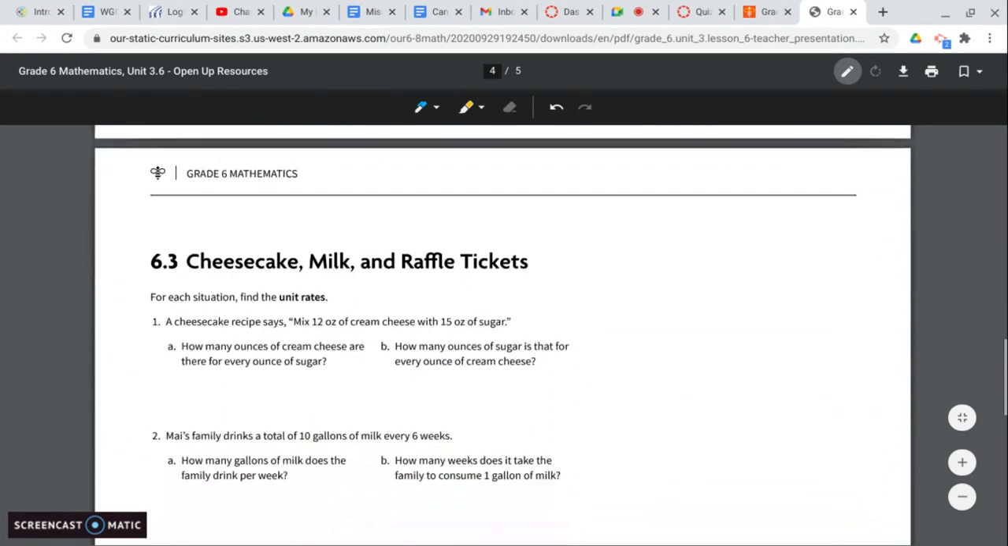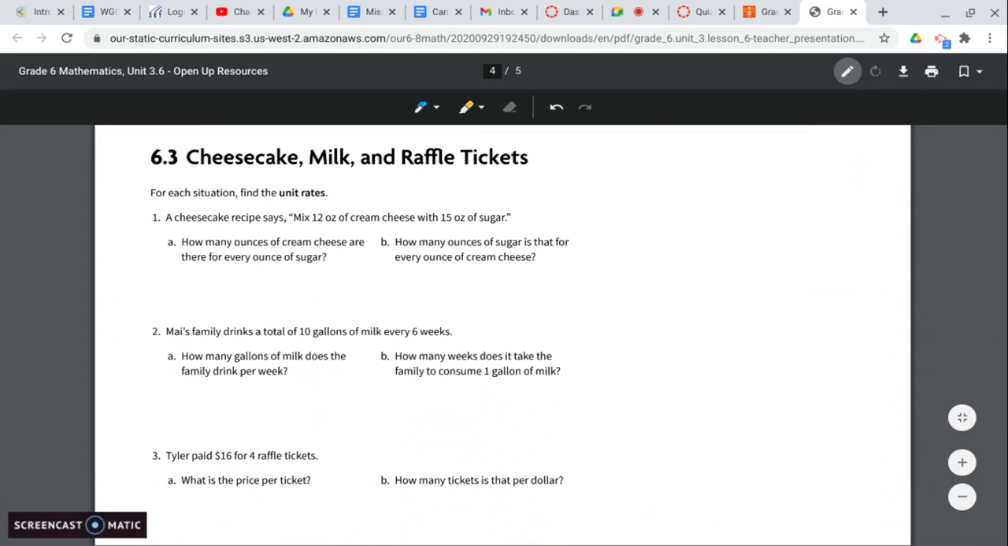All right. Cheesecake, milk, and raffle tickets. For each situation, find the unit rates. A cheesecake recipe says mix 12 ounces of cream cheese with 15 ounces of sugar. So how many ounces of cream cheese are there for every ounce of sugar? That means we're going to divide by the 15. So 12/15, which reduces down, both of these are divisible by 3, to 4/5, which is the same thing as 0.8 ounces.